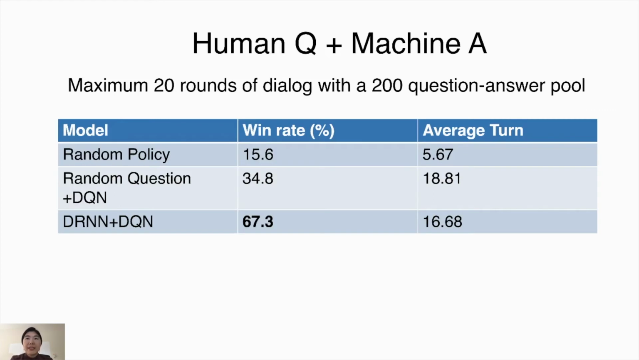We can win 67.3% of the games with 16.68 average turns, while the other two methods are doing much worse.